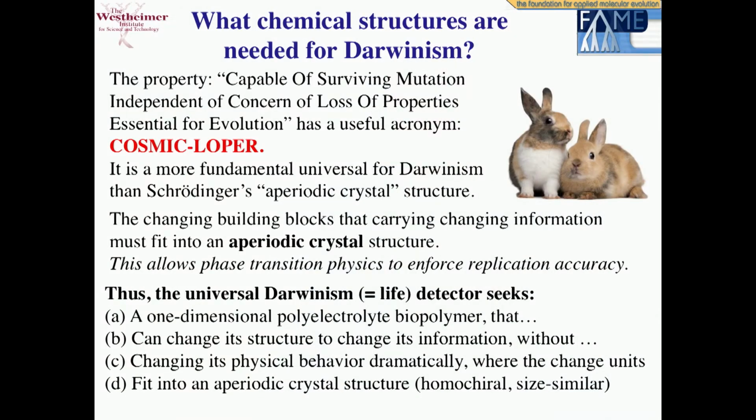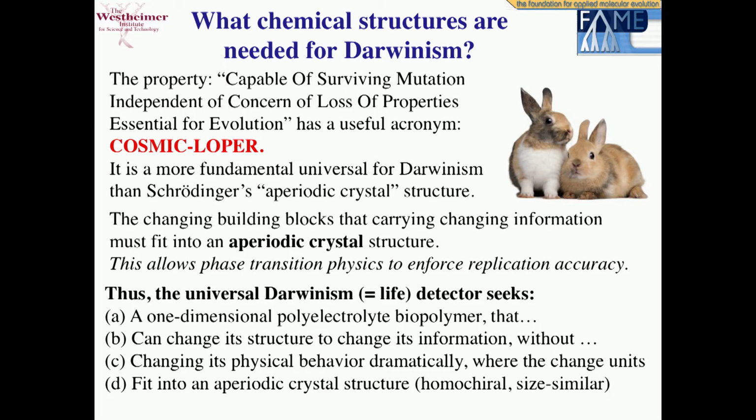And so this is the so-called polyelectrolyte theory of the gene: all genetic molecules, anything that supports Darwinism, has to have a repeating charge in the backbone. And by the way, it can also be a positive charge. So it turns out that this property, capable of surviving mutation independent of concern of loss of properties essential for replication, has a useful acronym, cosmic LOPER. It's actually a more fundamental universal property than another one proposed by Erwin Schrödinger in the 1940s, who argued that the universal genetic polymer must have an aperiodic crystal structure in order to have highly faithful replication.